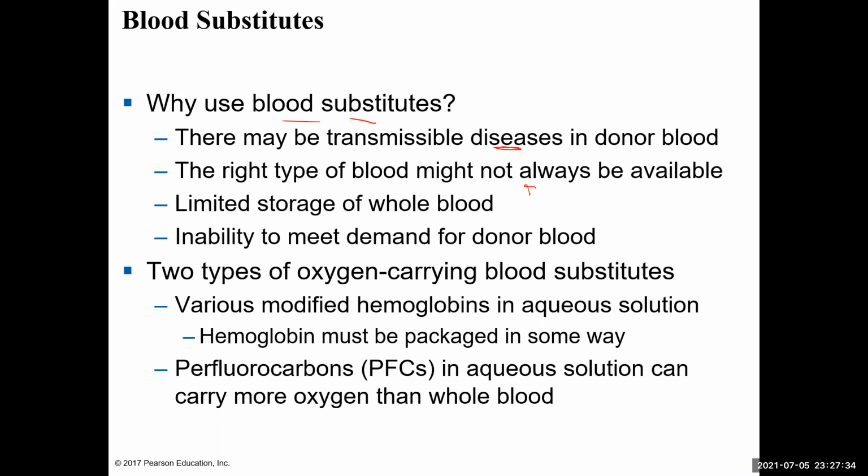There are two types of blood substitutes. You have basically one where it's just modified hemoglobins in an aqueous, or water, solution. You have to package those hemoglobins in some way, but basically you're delivering the hemoglobin to the person's bloodstream so that they can have enough red blood cell-like hemoglobin to transport oxygen. And then you have what's known as perfluorocarbons, or PFCs, and again, an aqueous solution that carries oxygen throughout the person's body. Right?